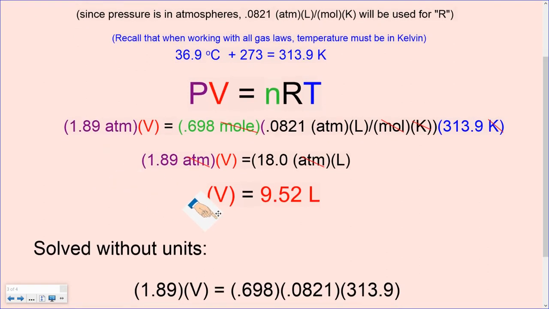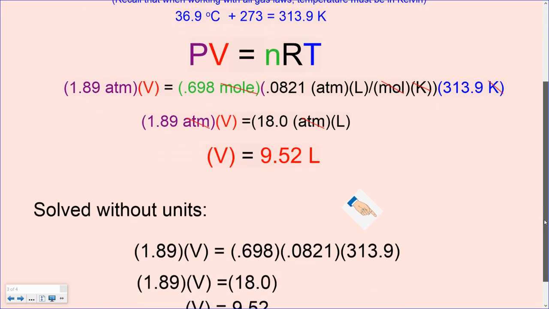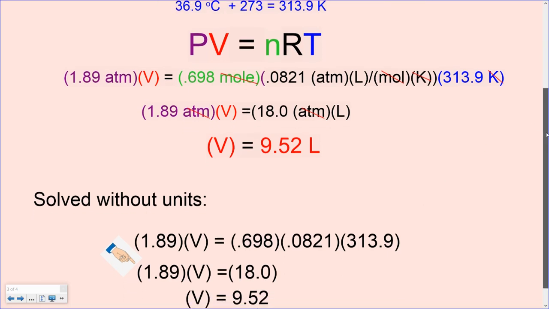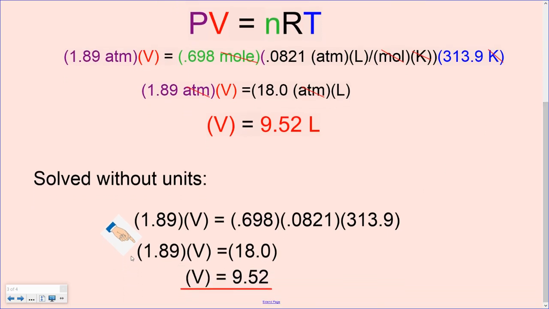So to solve this, we would simply take 0.698 times 0.0821 times 313.9, and that gives 18. Watching my sig figs, 3 sig figs here, that's a given. That won't control our sig figs. So we have 1.89 times V equals 18. And like you would do in Algebra 1, to isolate that variable, we're going to divide by 1.89, and I get an answer of 9.52.